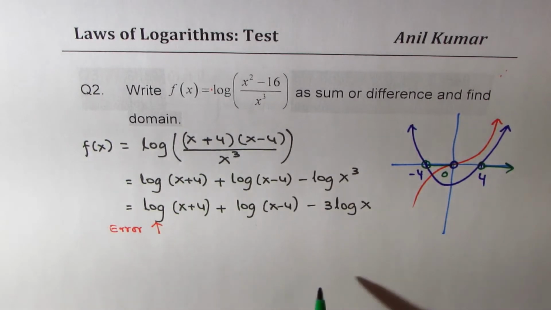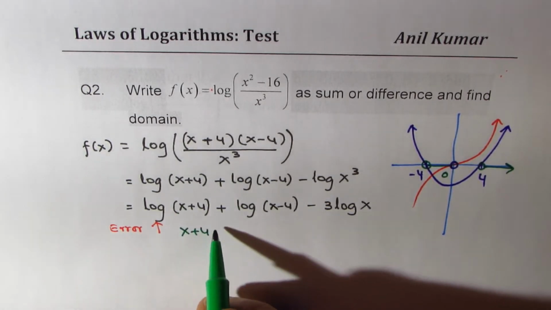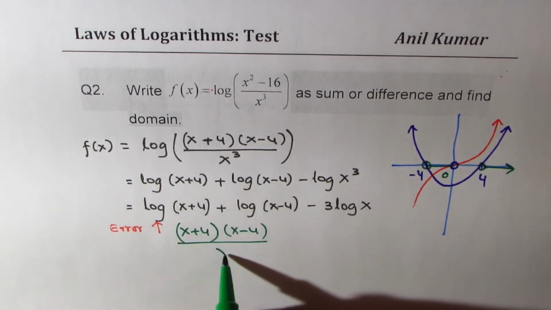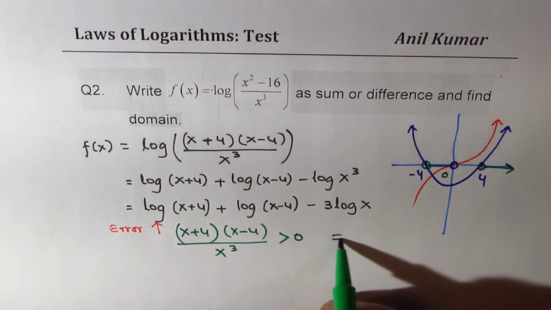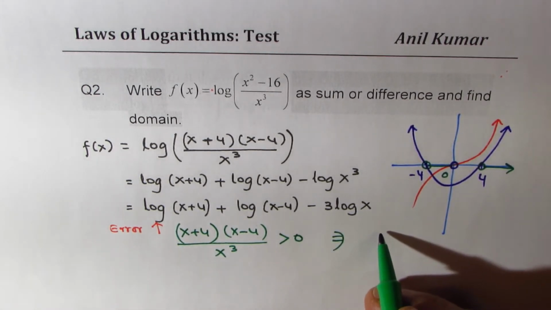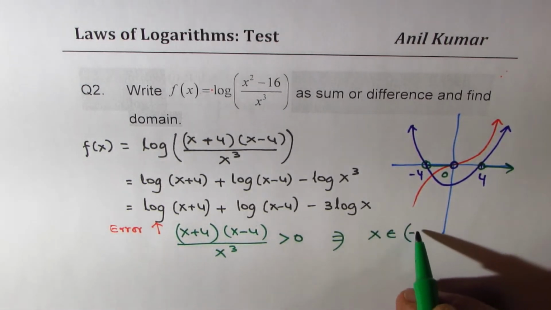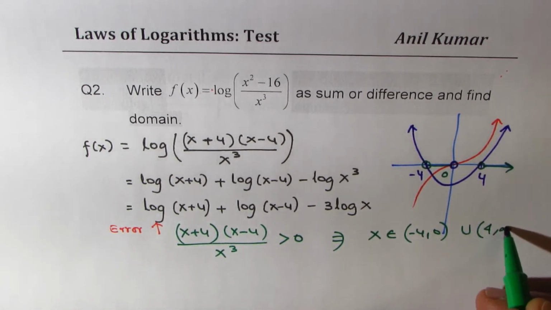So what are we looking for? We are looking for x plus 4 times x minus 4 over x cubed to be greater than 0. Now this clearly is when x belongs to the interval from -4 to 0 and from 4 to infinity. Correct?